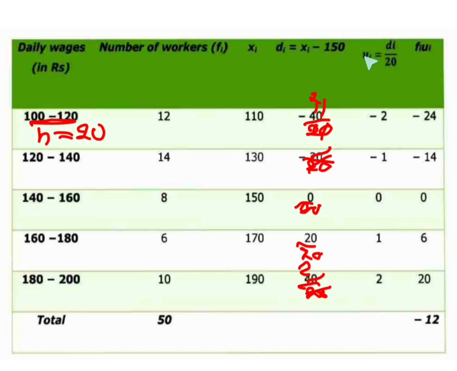This is called ui. Ui is equal to di by 20, where di is the deviation, divided by the class height, which is 20. Every class has the same difference of 20, so the height of the class is 20. Dividing by it, we get these values.